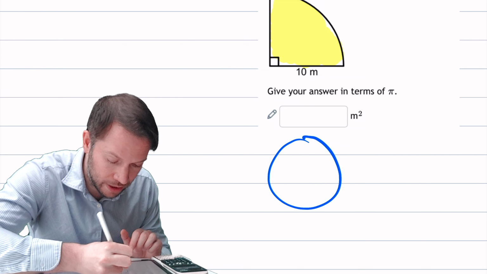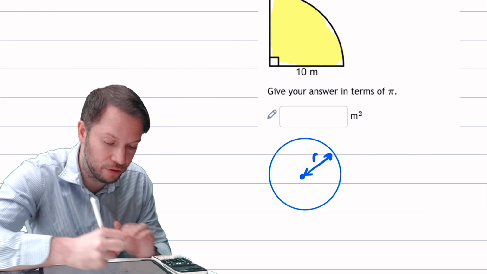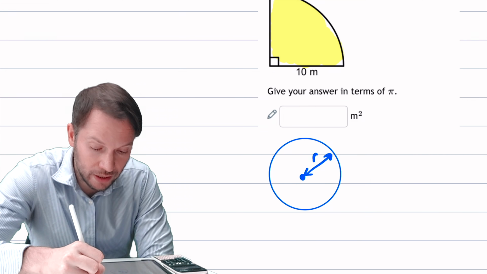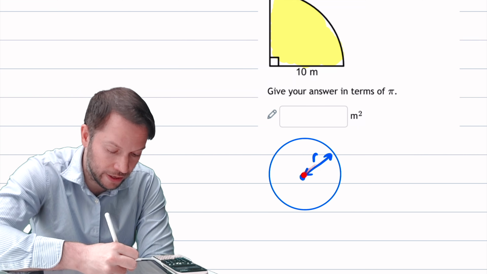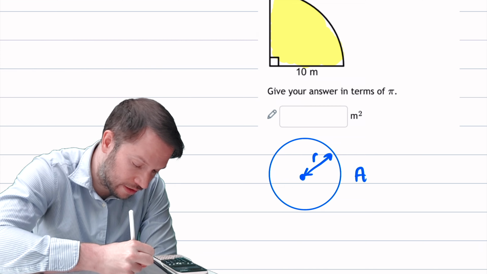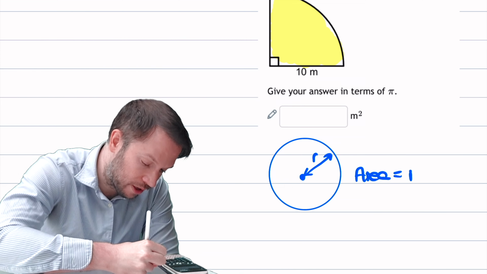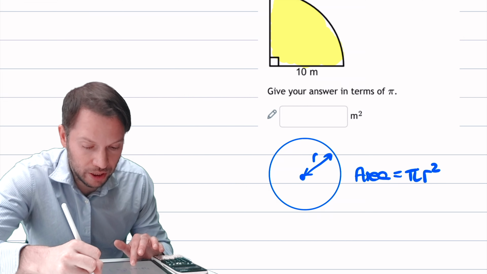So if I've got a circle here and you had the radius r, remember the radius of a circle is the length from the center of the circle to the circumference of the circle. So this line here, we want the length of that. And the area of that is pi multiplied by the radius squared. So pi r squared. So we're going to use that now.